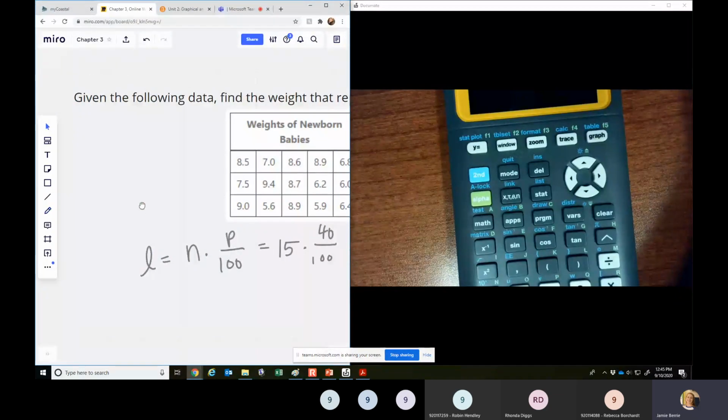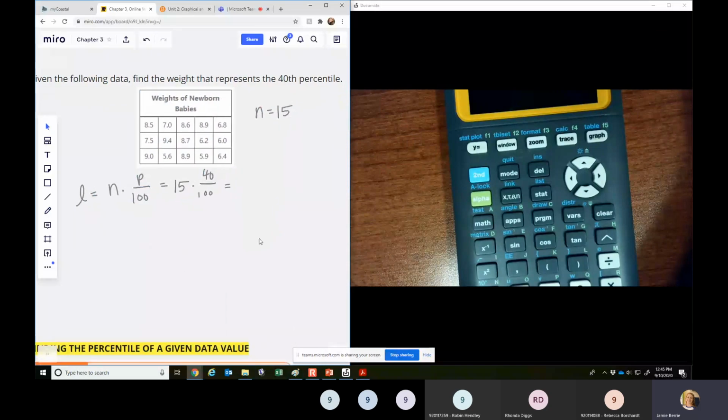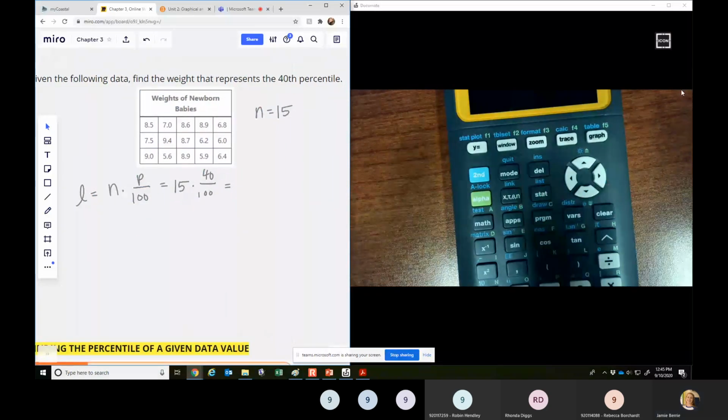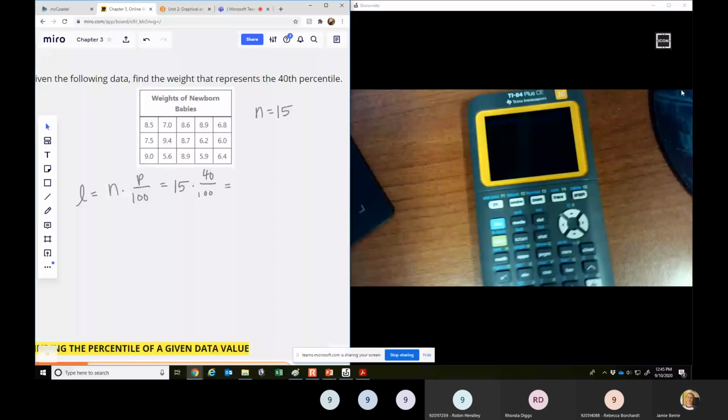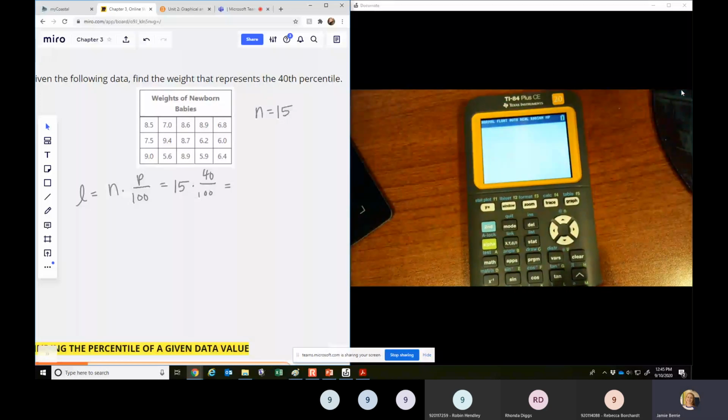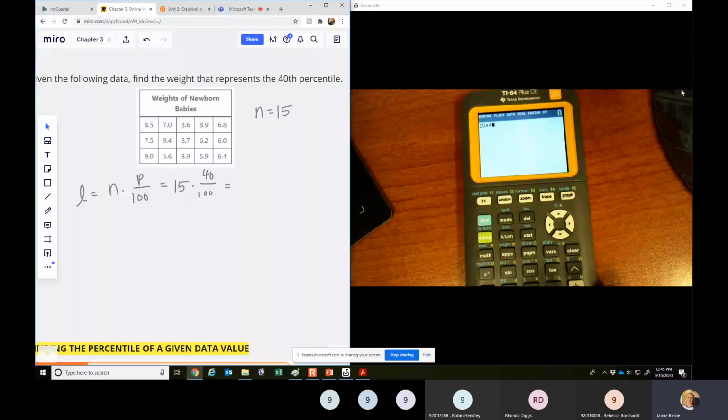So get your calculator. I got this document camera installed on my computer this morning, so you can see my calculator right here. I'm going to do 15 times, notice how I'm just going to do this all on one line, 15 times 40 over 100. So that's 6. Now that's not your answer. That's the location of your answer.